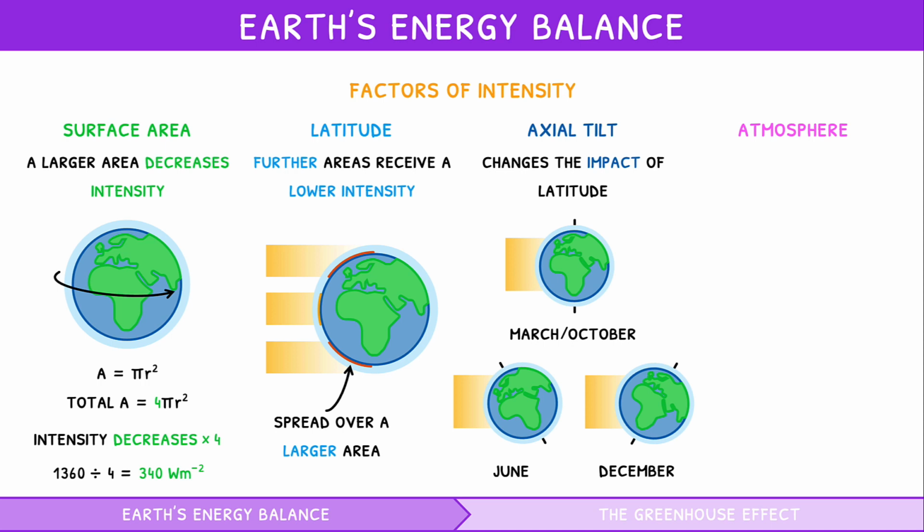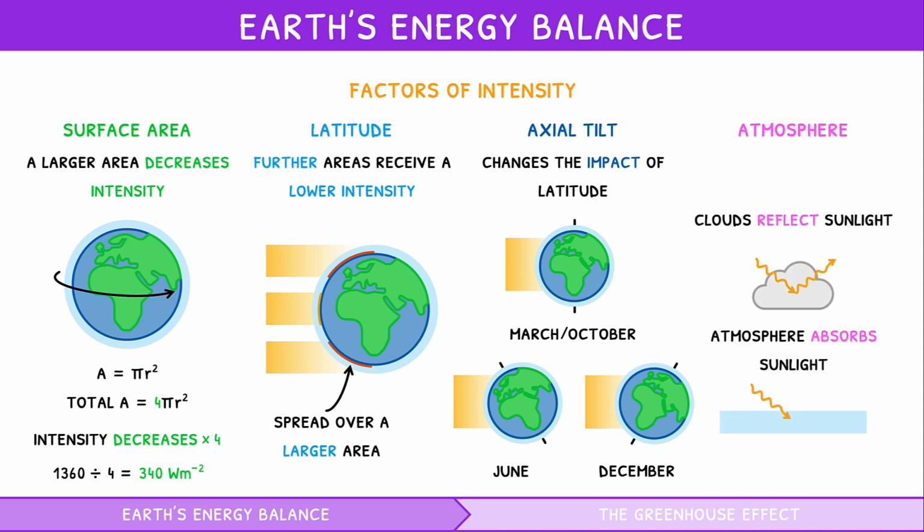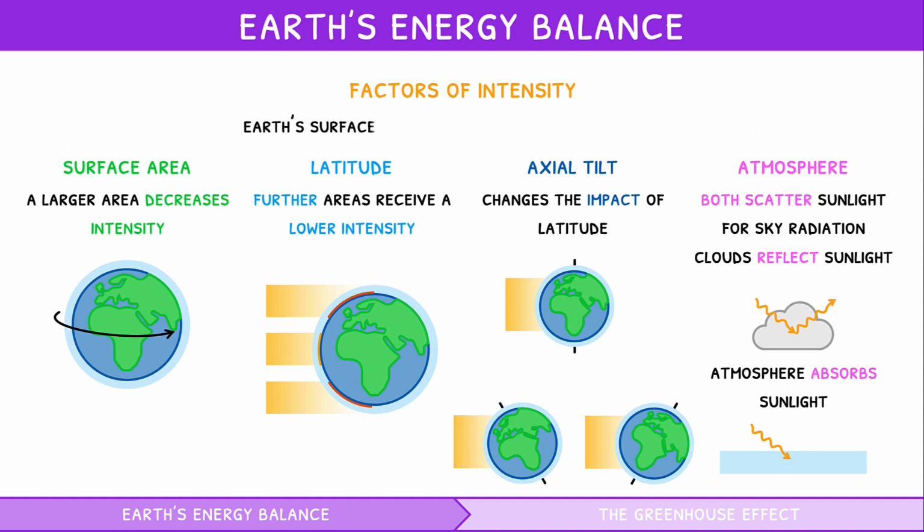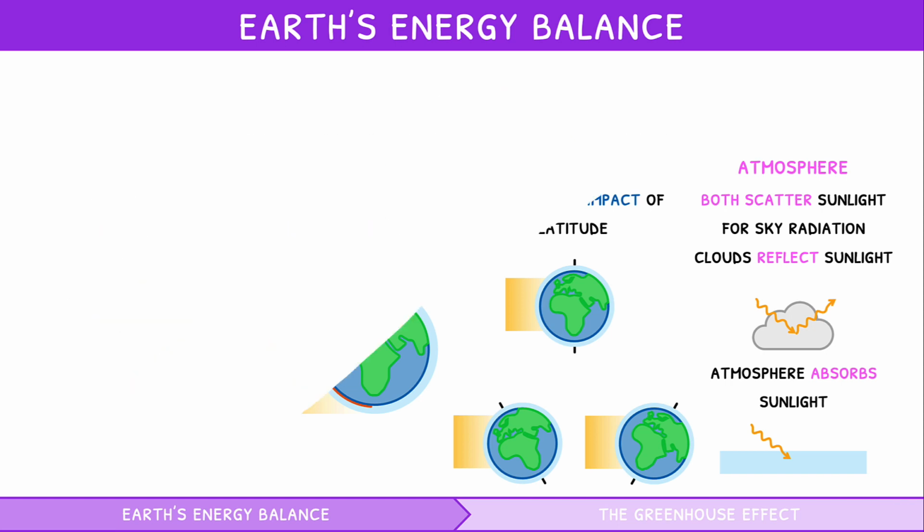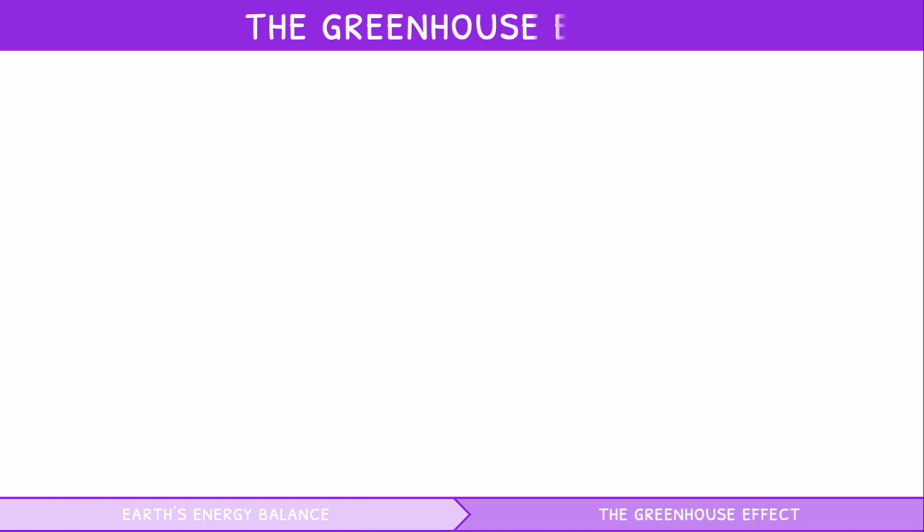For atmospheric conditions, clouds mainly reflect sunlight. The atmosphere absorbs sunlight, and both scatter sunlight to produce sky radiation, i.e. the blue sky colour we observe. As a result, the Earth's surface, on average, only receives roughly 240 watts per meter squared of sunlight. However, this would warm the Earth to only minus 17 degrees Celsius. So how is the Earth so warm? Well, we can thank the greenhouse effect.